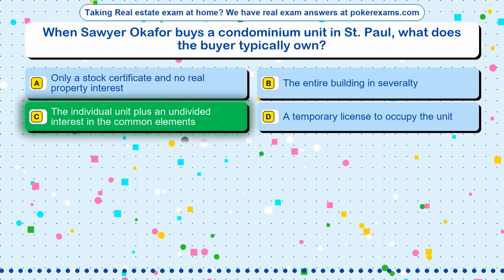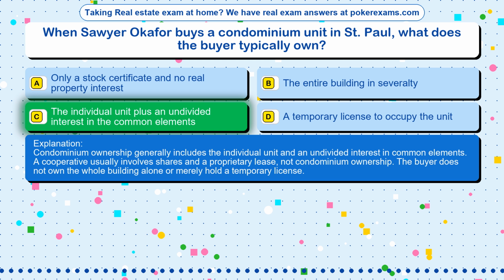The correct answer is option C. The individual unit plus an undivided interest in the common elements. Condominium ownership generally includes the individual unit and an undivided interest in common elements. A cooperative usually involves shares and a proprietary lease, not condominium ownership. The buyer does not own the whole building alone or merely hold a temporary license.